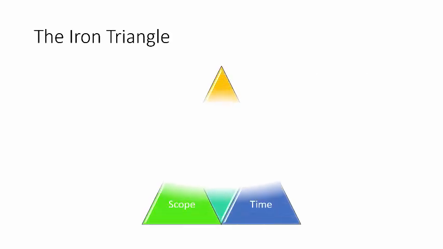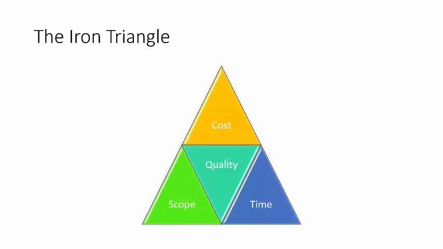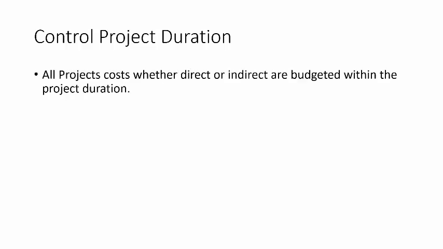We all know the iron triangle: the cost, the scope, and the time. Any one of these changes will affect the other. So I just wanted to highlight this for you to remember that this iron triangle is very important. One thing here is the project duration needs to be controlled, which, from what I've seen, we're not managing; the project duration is increasing.